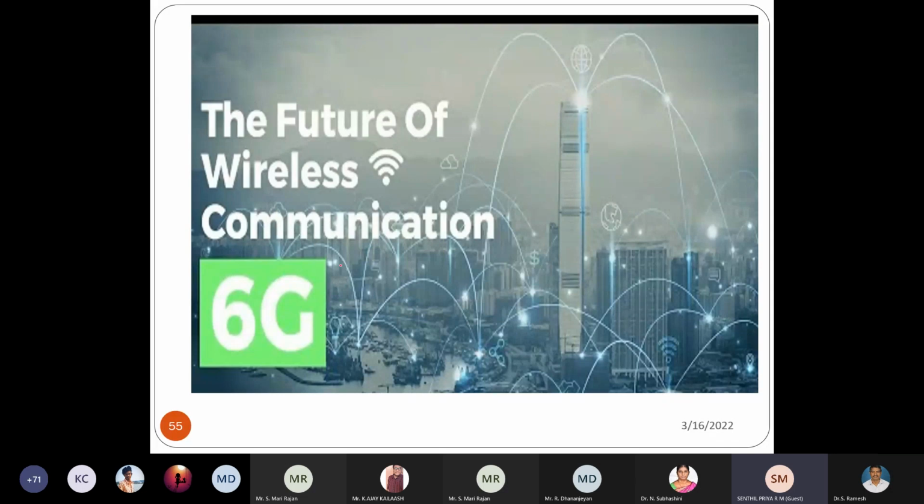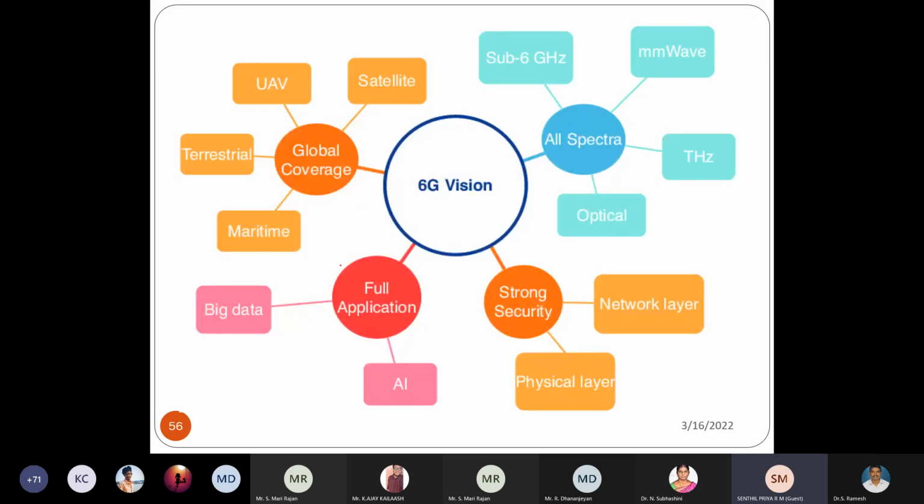Again, the three factors: we are going for improved speed, low power consumption, improved storage capacity, and the spectrum bandwidth is going to be high without any delay. And wherever we go, we are not going to face any network issues. So this is going to be the future of wireless communication. This is the vision of 6G.